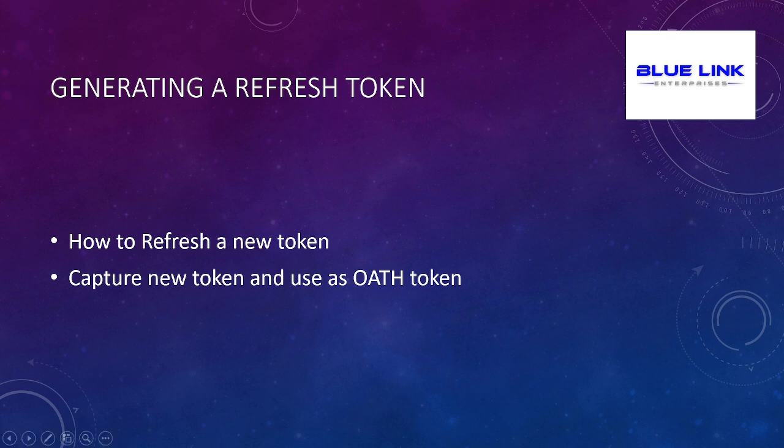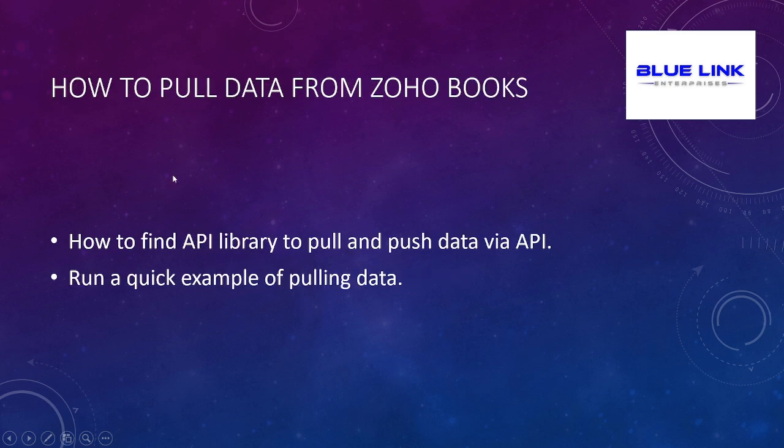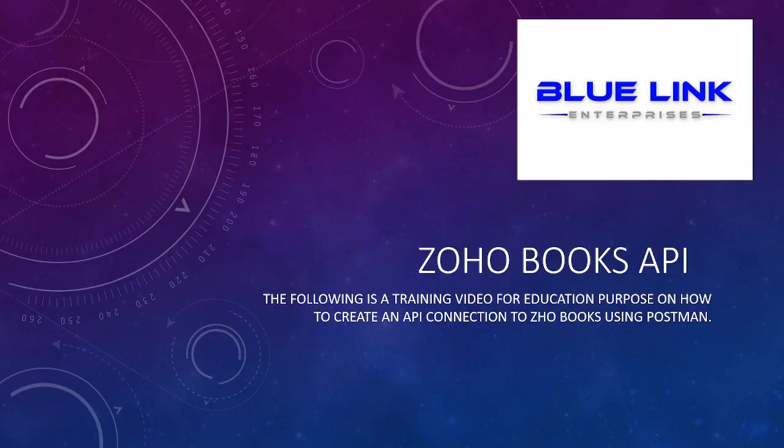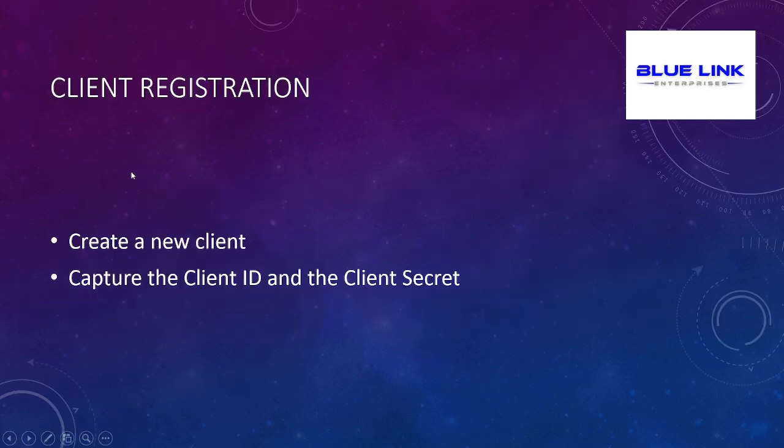And then at the end, I'm going to show you how to use the API library to pull and push data via API. Maybe we just do a pull and run a quick example of pulling the data. But I'll show you where the libraries are, so you can easily go back to it and do it yourself. Anyways, okay, so first step, we're going to create a new client and capture the new client ID and the client secret.